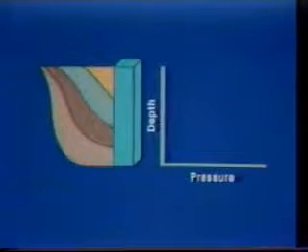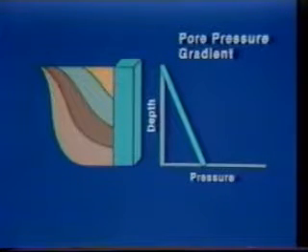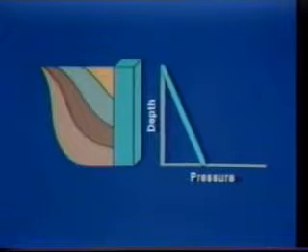The reservoir pore pressure at a particular depth is a result of this fluid column reaching toward the surface. The rate of pressure increase, or pore pressure gradient, depends on the density of the water, and the water density depends primarily on the amount of dissolved mineral salts, that is, the salinity of the water.